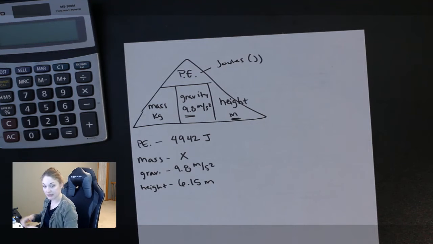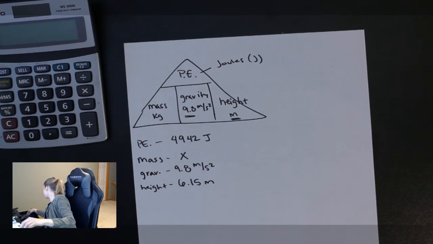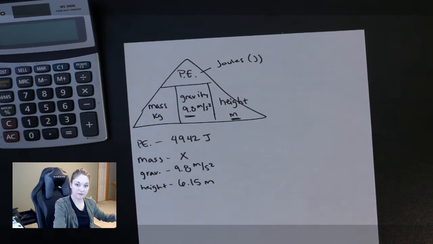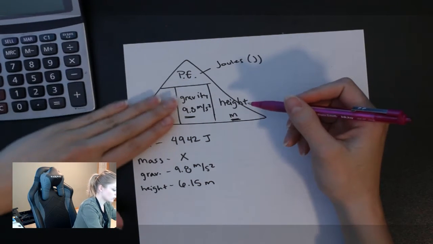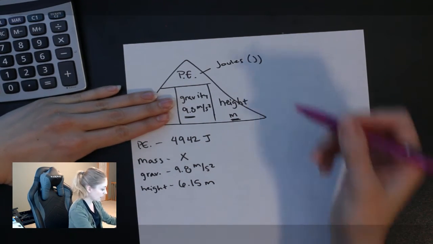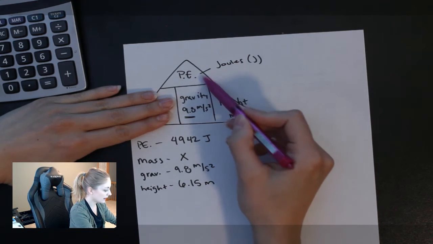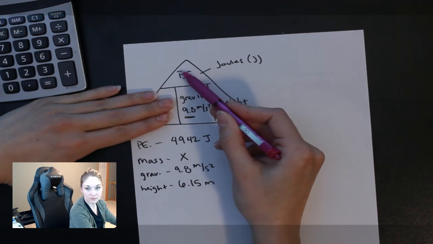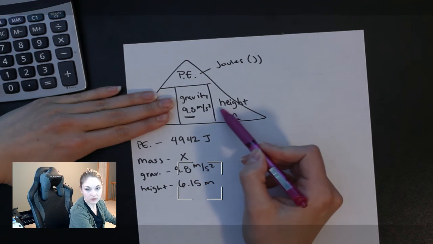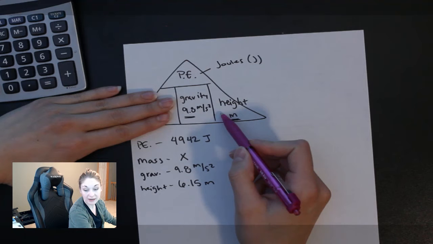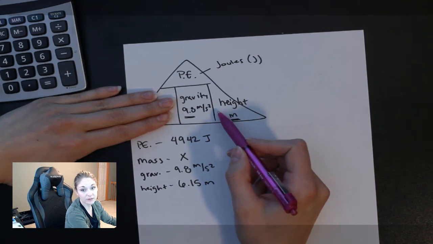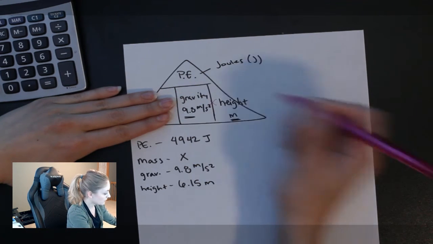I'm going to grab a different color pen just for funsies. And so I'm going to cover up that variable on my triangle. So in this case, I'm looking for mass. So I will cover up my mass. And it tells me that everything up top is going to be divided by everything on the bottom. And because we have this extra variable here, I actually need to multiply my bottom pieces first. So what I need to do is multiply these together.